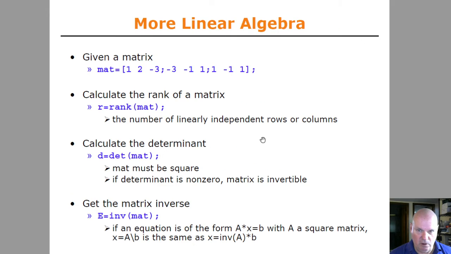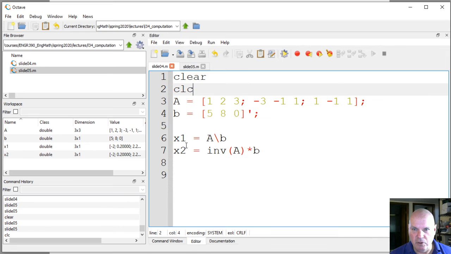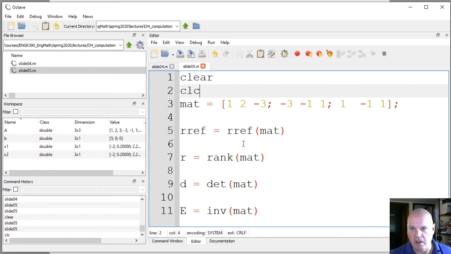Octave has a bunch of other functions that are useful. We looked at all of these in the linear algebra portion of our course, where we have a matrix. We can compute the rank of the matrix, the determinant, and find its inverse. I've typed those same equations here, with the same matrix. I put in here another function.